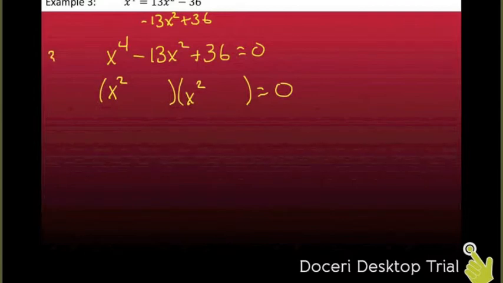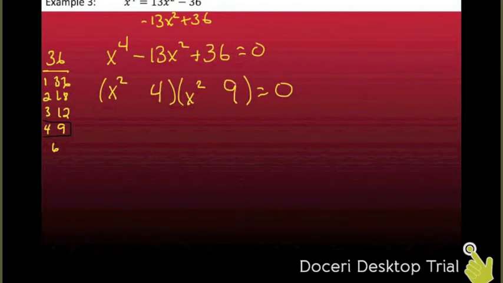Well, the factors of 36 are 1 and 36, 2 and 18, 3 and 12, 4 and 9, 5 doesn't work, 6 and 6, and then you're back up to 6, you already have that. So a set that equals 13 would be 4 and 9. So we're going to have our 4 and our 9. This negative over here tells us we want them both to be minuses.